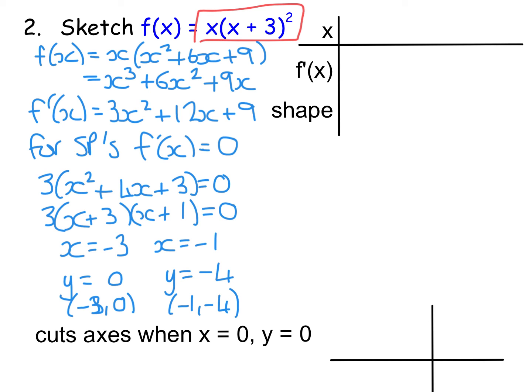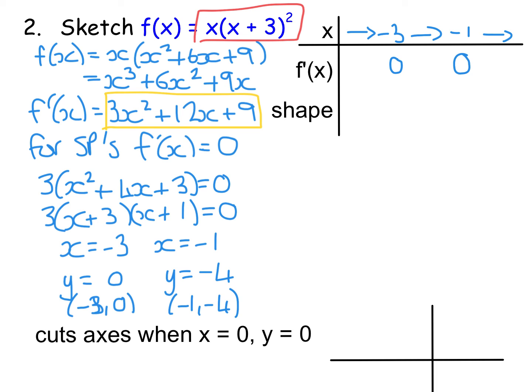Okay. Right, my nature table. So I'm doing anything up to minus 3, anything up to minus 1, and anything beyond. So into f dashed x, where is f dashed x? This is here. So this is where I'm substituting into, that's my f dashed x. So at minus 3 and minus 1, we have 0.